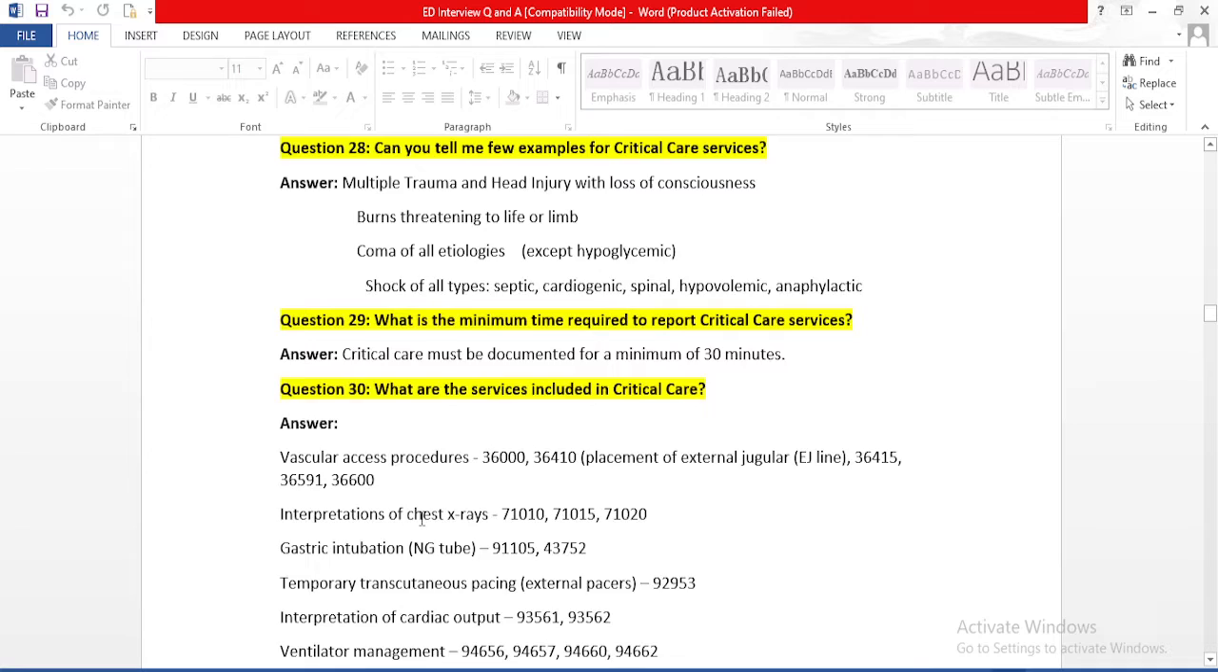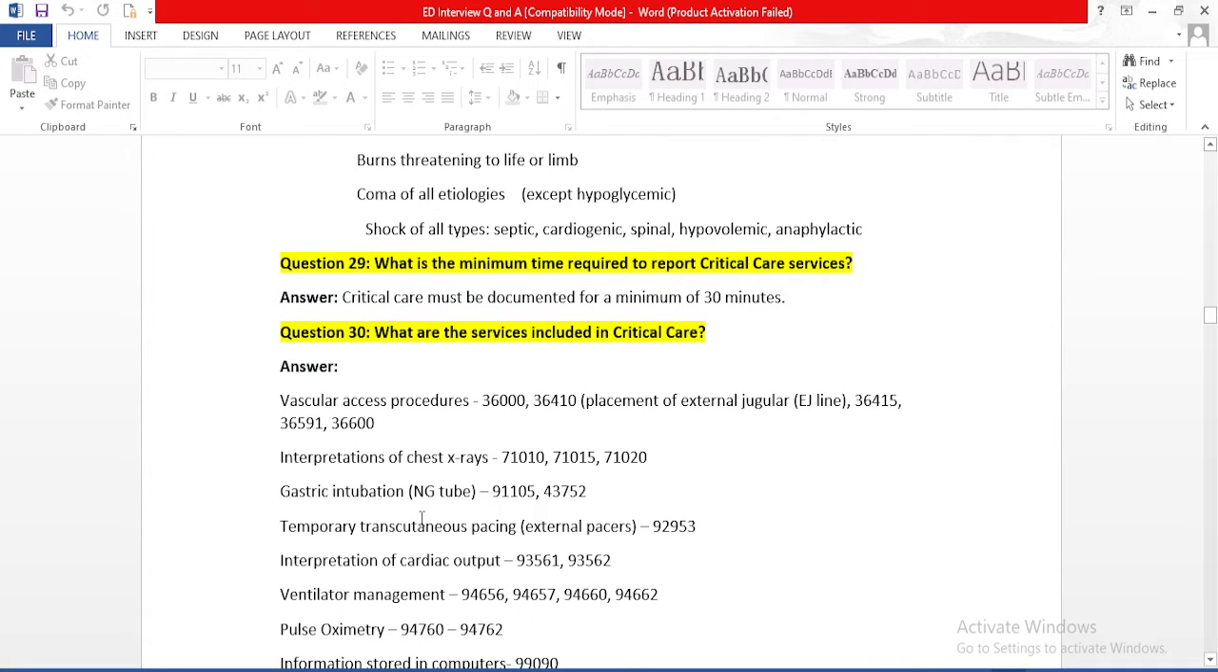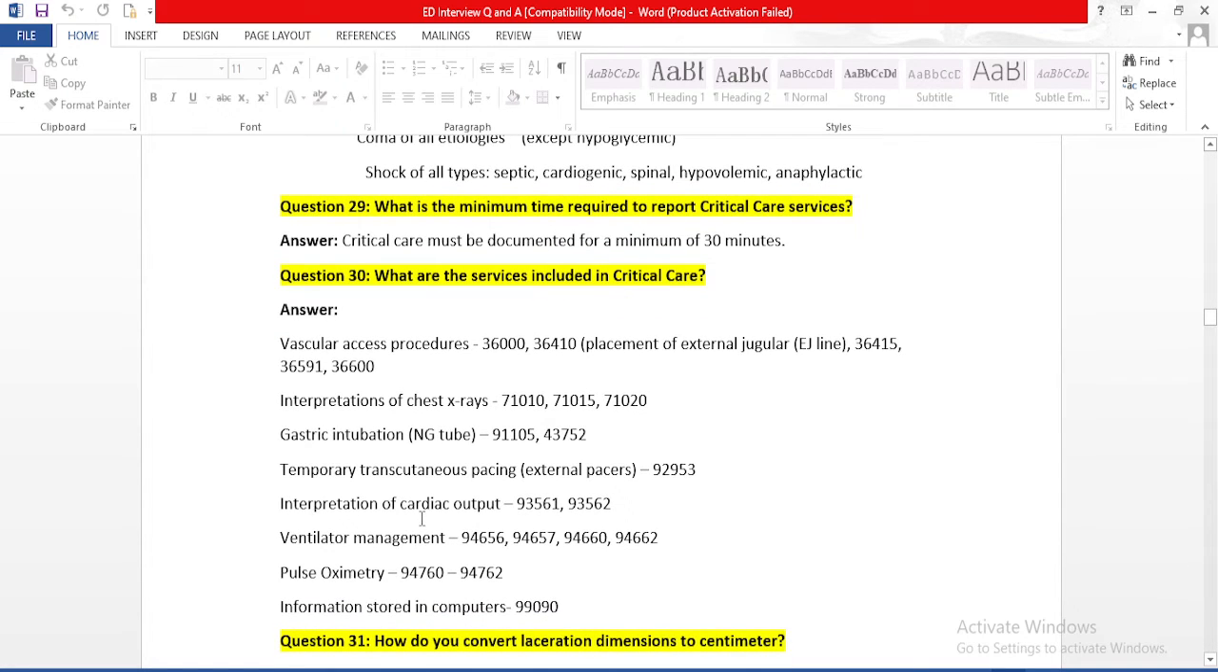So what is the next question? What is the minimum time required to report critical care services? Usually, in order to code critical care services, we need to have a minimum of 30 minutes. If it is less than 30 minutes, we can't code them.